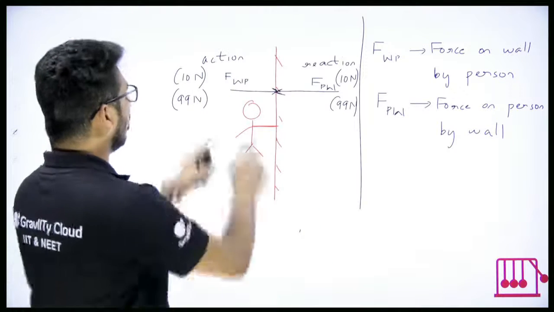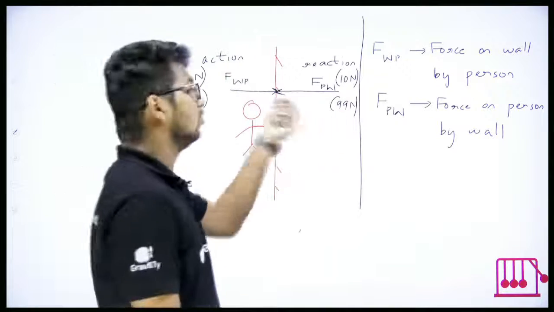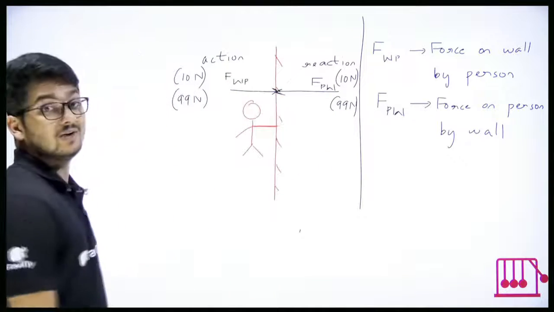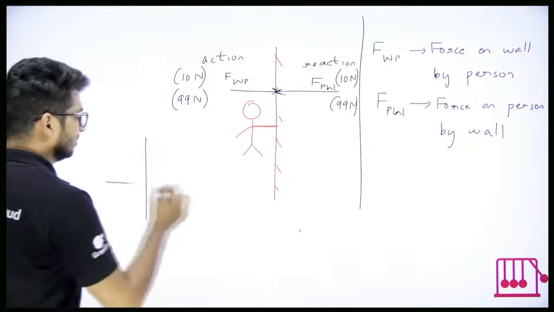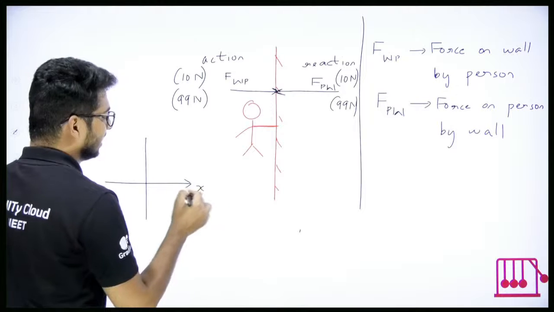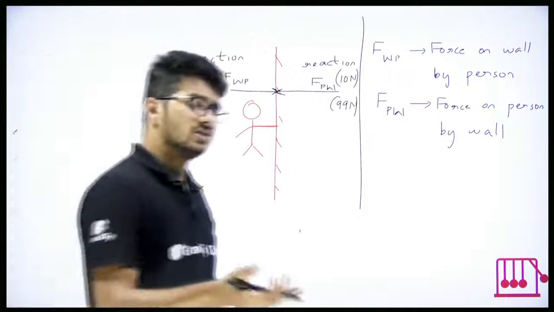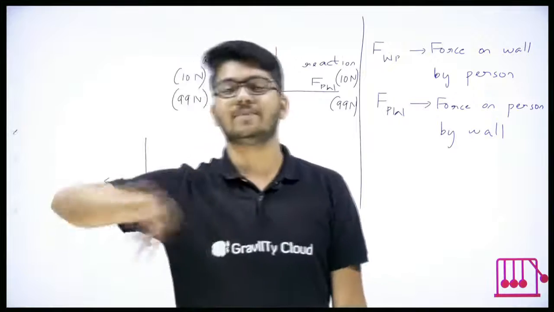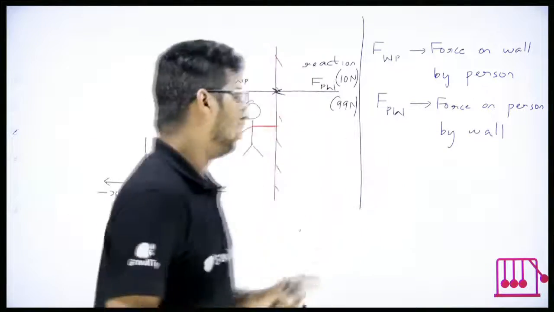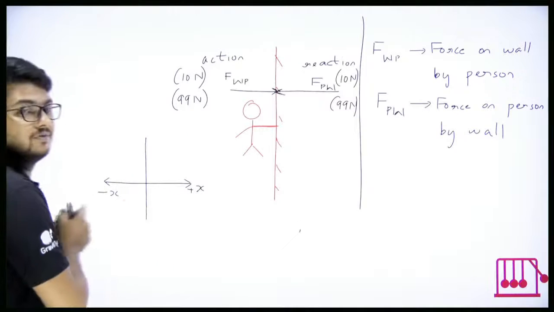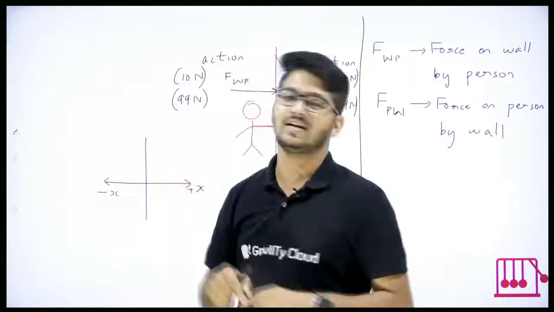Good. And they are opposite. Yes or no? See, FWP is towards right, FPW is towards left. So they are equal as well as opposite. And we know that when we take coordinate axis, towards right we take it as positive x, towards left we take it as negative x. Same as a number line. Right positive, left negative. So opposite direction. Opposite to right is left, and left we take negative.